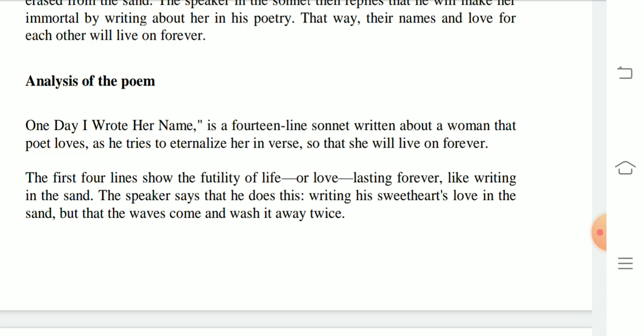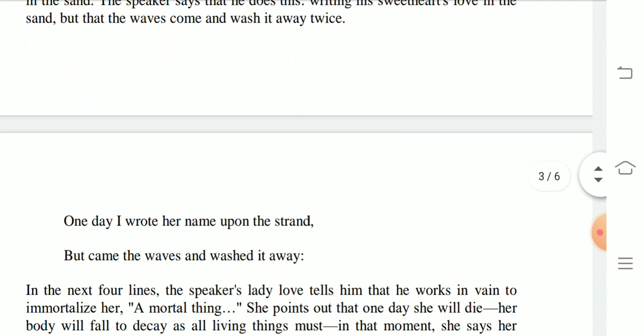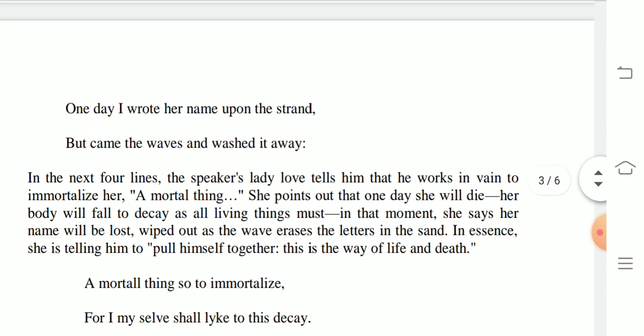He is trying to write the name of his beloved on the sand, but again and again the waves come and wash the name. One day I wrote her name upon the strand, but came the waves and washed it away. The water tide comes and washes again, or makes his beloved's name its prey.